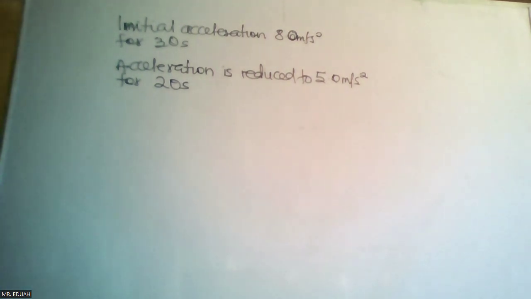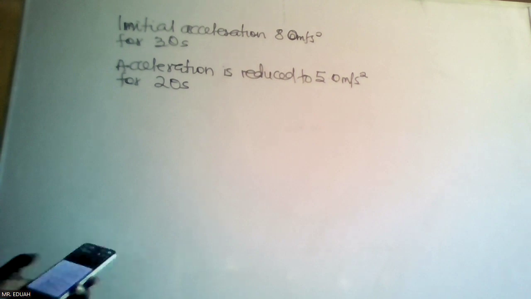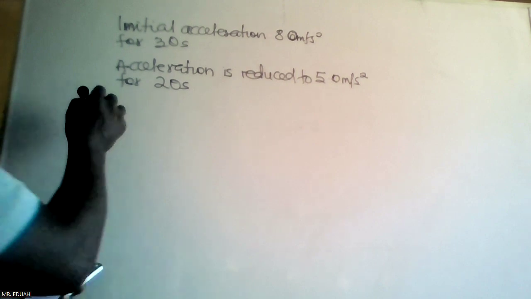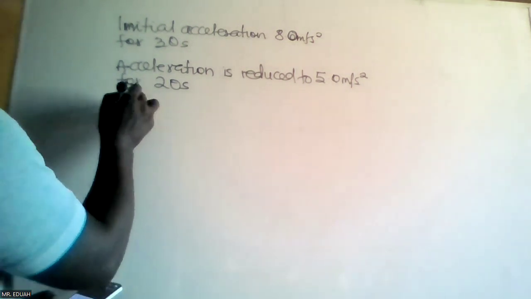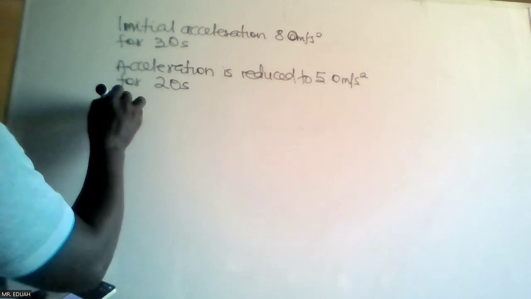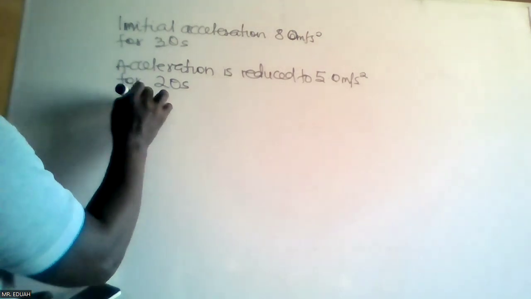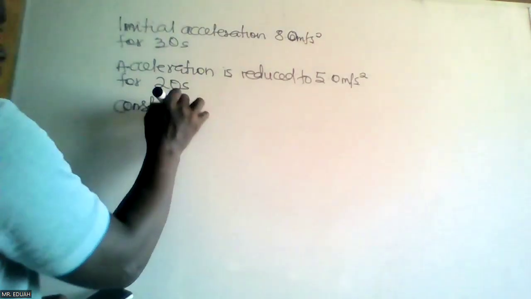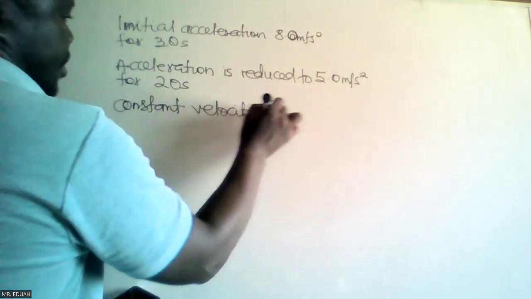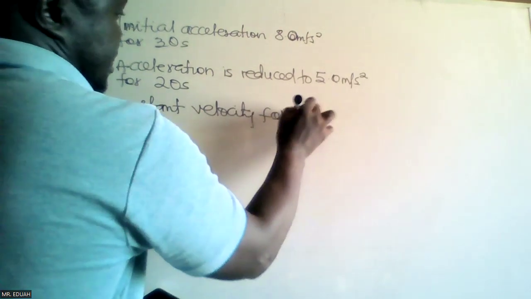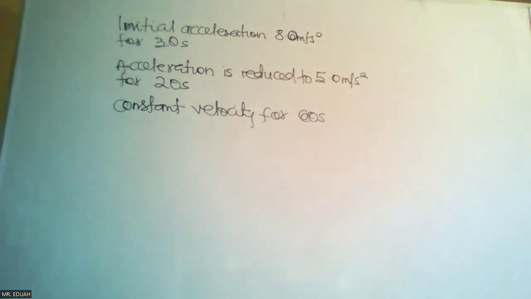The body maintains the speed for 60 seconds. So the third part of the motion is that the velocity is maintained for 60 seconds. Constant velocity for 60 seconds. That's the third part of the motion.